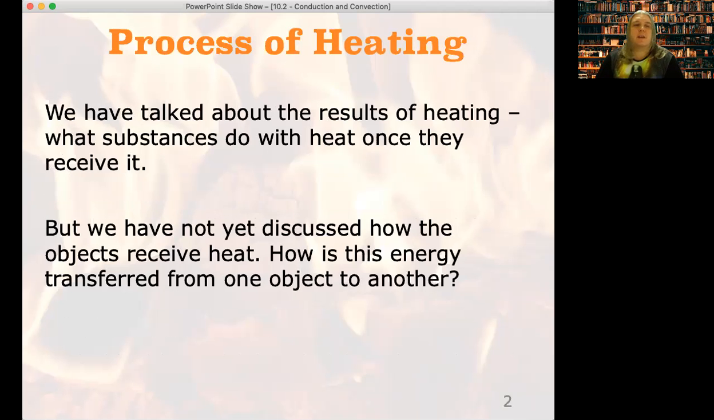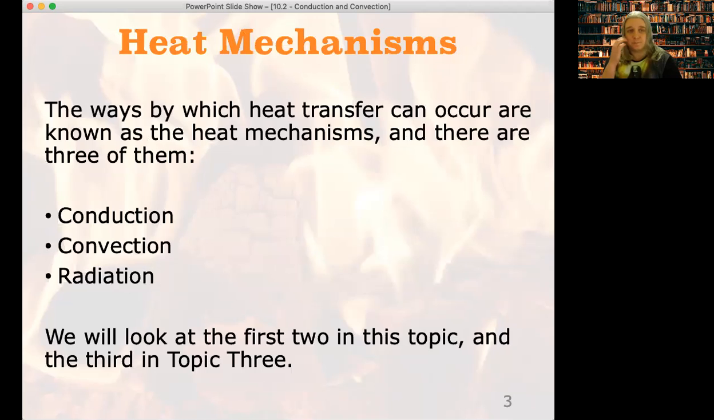The process of heating is the way in which a substance gets that heat energy that we've been talking about. We've already talked about what happens once it gets it. When it gets it, it either rises in temperature, sensible heat, or it uses it to change phase, which is latent heat. So we're talking about what the substance does with the heat energy that it gets, but how does it actually get that heat energy from some other object? How does that thermal energy, that internal energy, transfer between 2 different things?